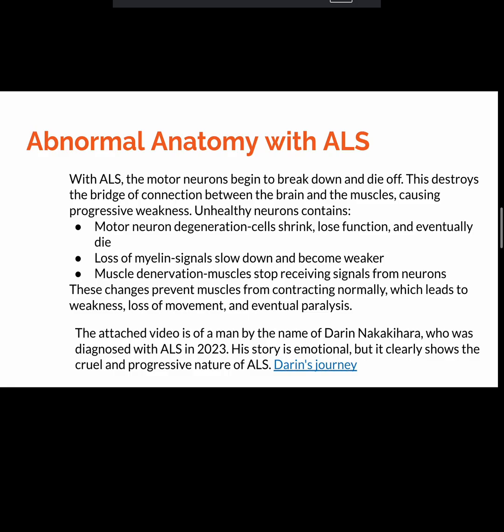Now slide 4. So now these are abnormalities, or just abnormal anatomy, with ALS. Motor neurons begin to break down and die, destroying the connection between the brain and muscles. Unhealthy neurons show degeneration, loss of myelin, and muscle denervation, which prevents muscles from contracting normally. This leads to progressive weakness, loss of movement, and paralysis.